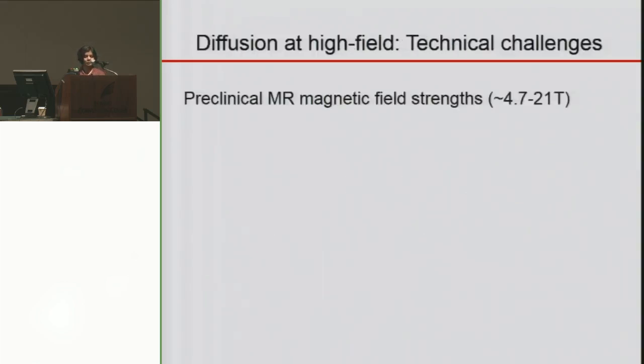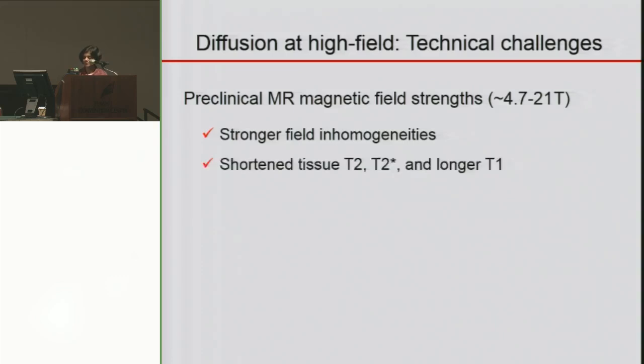So for MRI, moving to higher field strengths is always considered desirable because we can get a gain in the signal, or the SNR. But there are also some technical aspects that we need to know, and this is especially true for diffusion. So preclinical field strengths today are anywhere between 4.7 to 21 Tesla. And as we move to higher fields, we get stronger field inhomogeneities. Importantly, the tissue T2 and T2* both become shorter, whereas the T1 becomes longer.